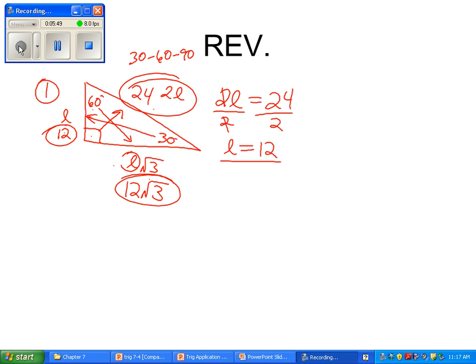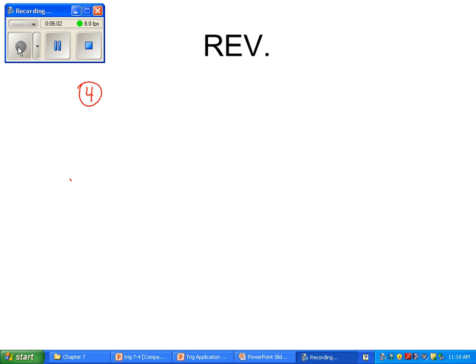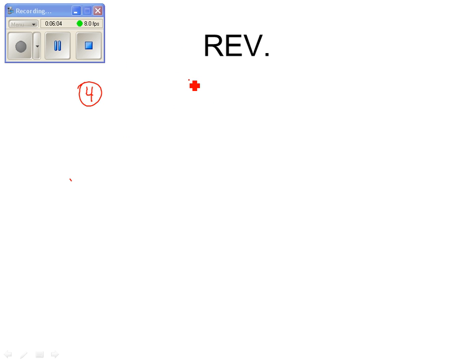So again, with 30, 60, 90, the most important thing is labeling your sides. The side across from 30 is L, the side across from the 60 is L radical 3, and the side across from the right angle is 2L.